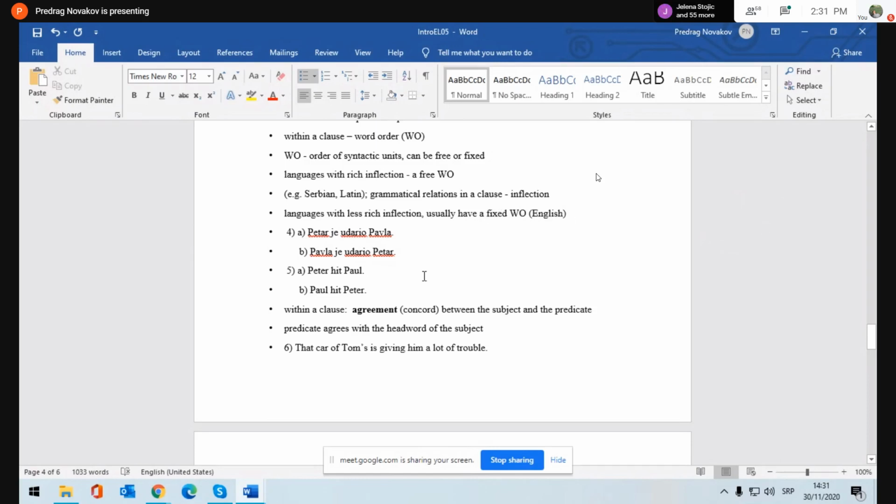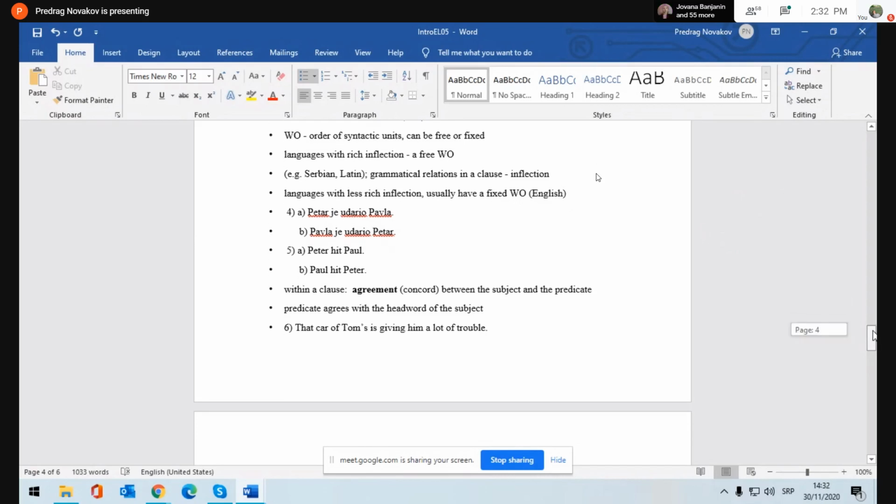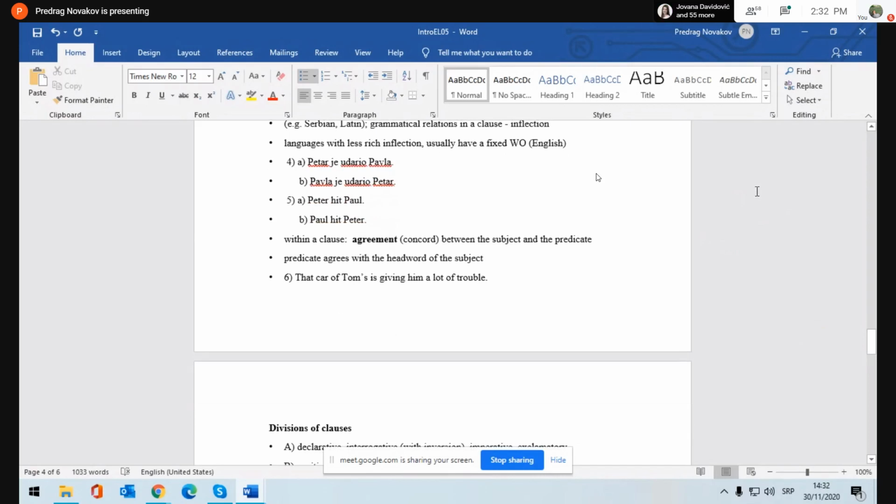If you check these examples, 4 and 5, Serbian and English, this is very easy, but let's go through it anyway. In Serbian, you can say "Petar je udario Pavla," or "Pavla je udario Petar." What is the subject here? Petar, obviously, even if it is placed in the final position, because it has the nominative case. Pavla is the object, even if it is in the initial position, because you see the accusative case. This is what you can do in free word order languages.